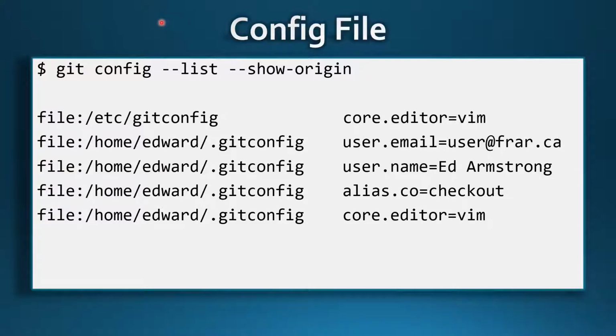So here, if you want to list the values in your config file, you've got git config --list, and that'll show you your key value pairs. If you include --show-origin, it'll also show you the source of the file. So you'll see here, /etc/gitconfig, I've set the editor to Vim. That is system level. Here, these are set at global levels. These are all user level settings for your email, your name, and some aliases.